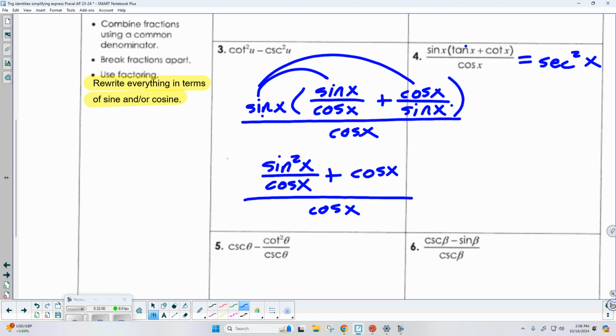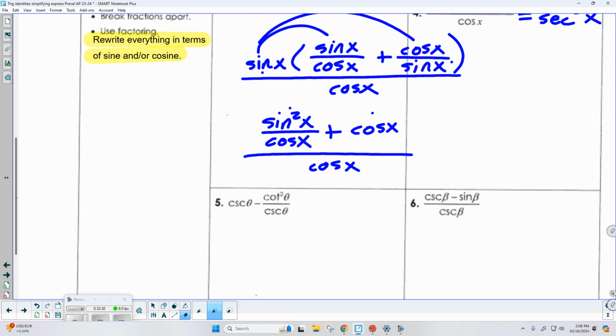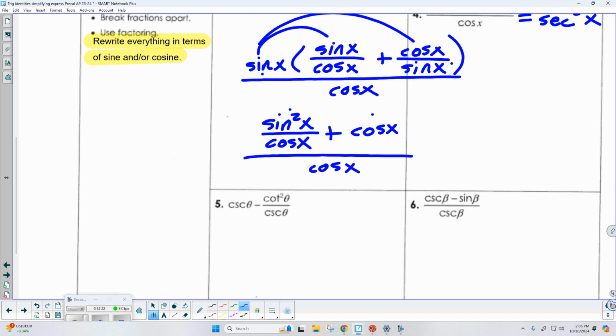Now I can do one of 2 things here. I can either continue to focus on the numerator, combining both of these into a single term, or I could pretend that this cosine down below is a fraction multiplied by its reciprocal. Okay. So let's continue with the numerator. Let's find a common denominator. So let's put this over 1. Anybody think they know what a common denominator between cosine and 1 is?